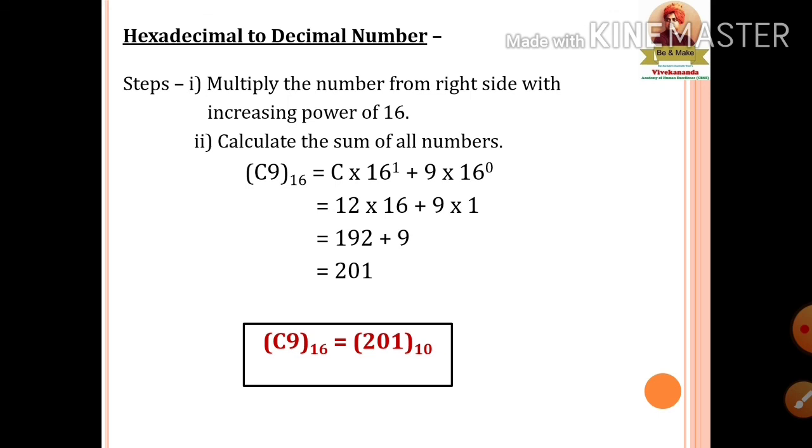So with this we have finished the conversion of numbers from one number system to another number system. Just review this slide again and again, and if any query is there, you can ask me on my WhatsApp number.